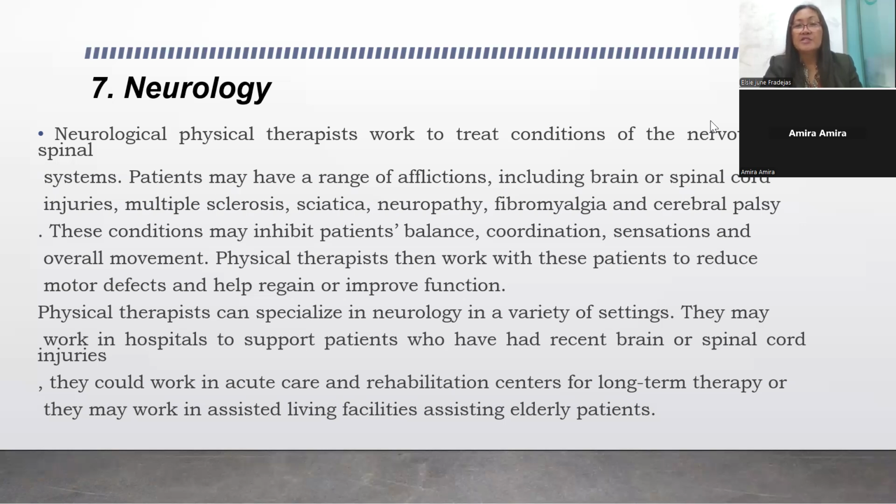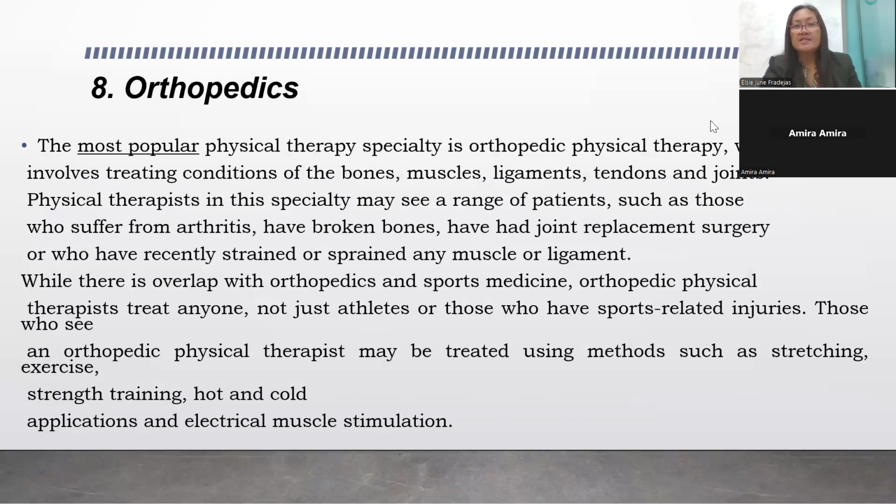This PT can specialize in neurology in a variety of settings. They can support patients that have recent brain or spinal cord injury. They work in acute care and rehabilitation centers for long-term therapy, and they may work in assisted living facilities assisting elderly patients.